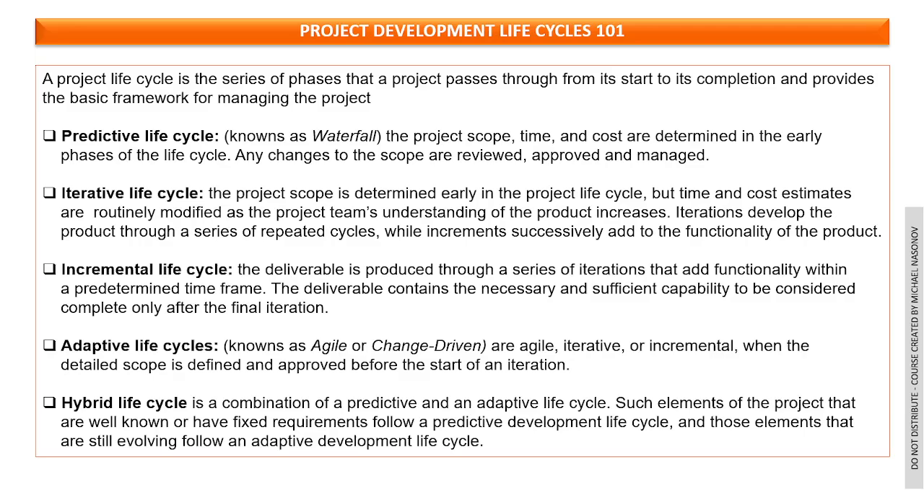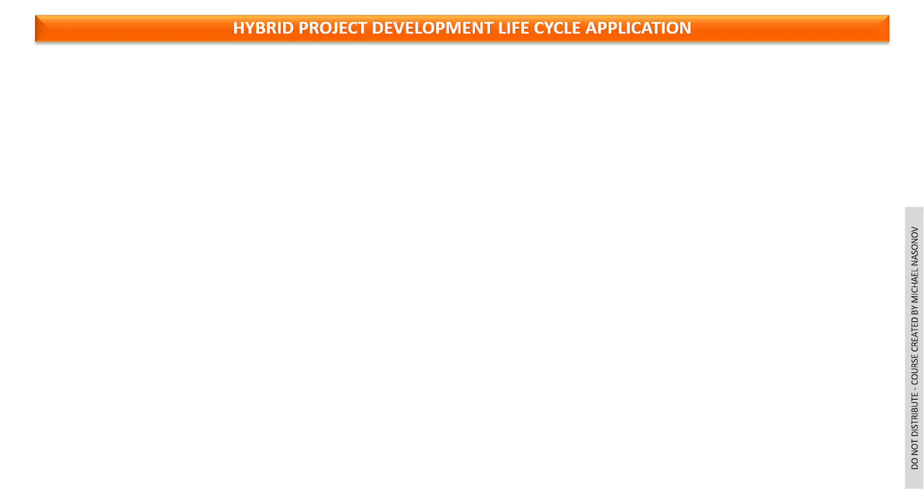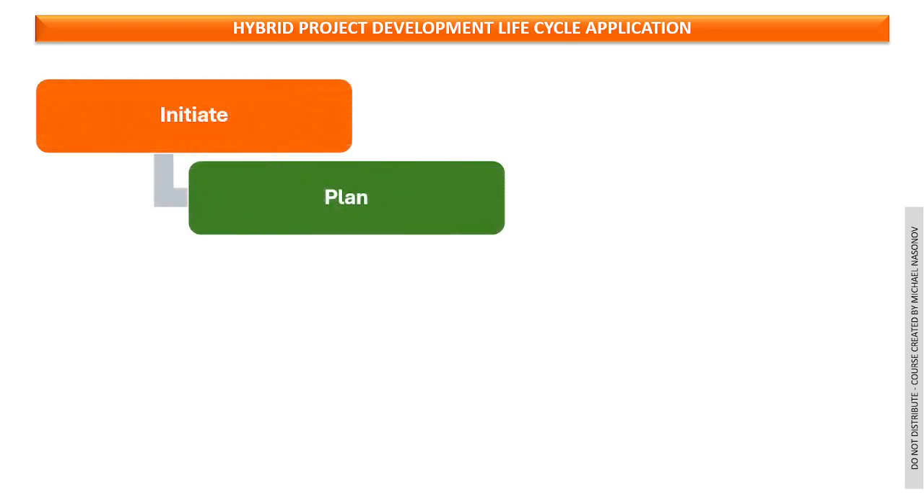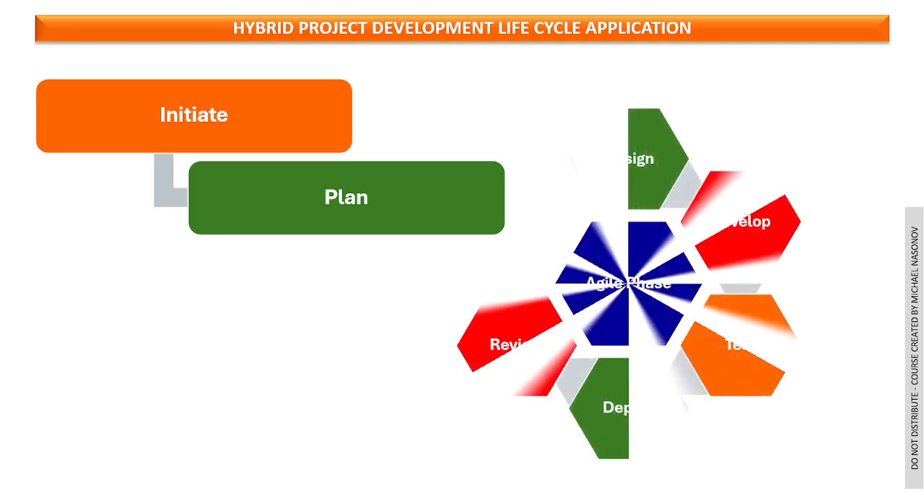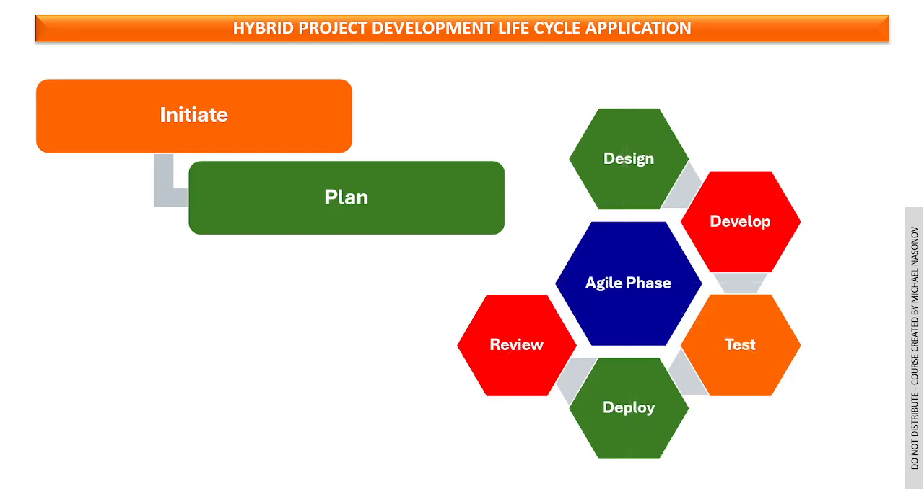Let's take a look at the hybrid life cycle. It consists of 2 parts. First of all, you initiate the project and you do a full planning phase. Then you continue with software product design, develop, test, deploy, review, and so on in sprints as agile. This is the best software product development life cycle so far on the market.